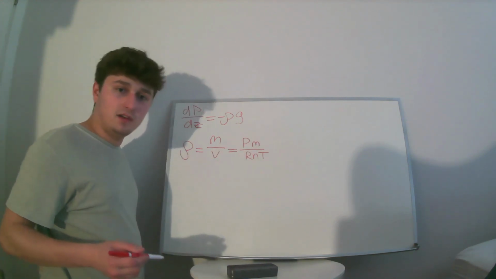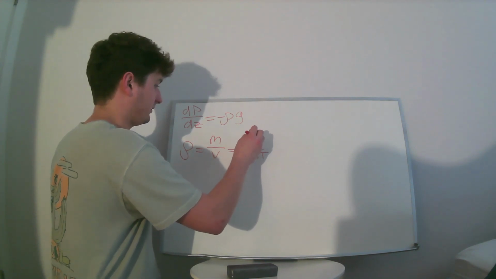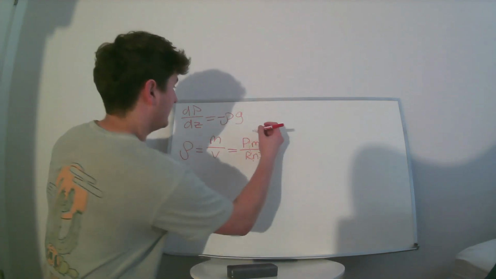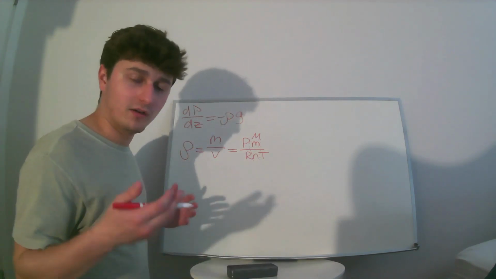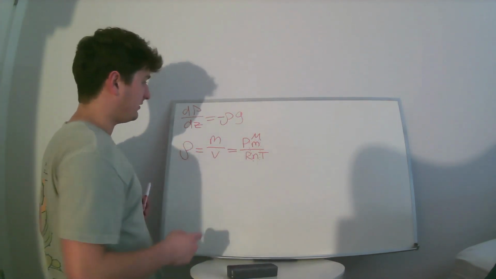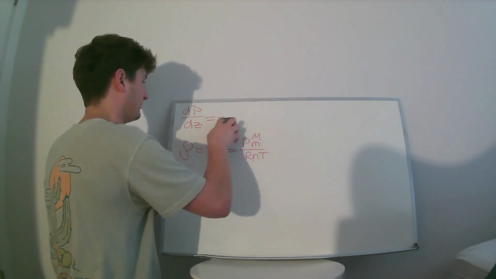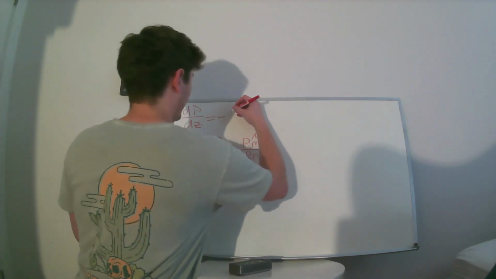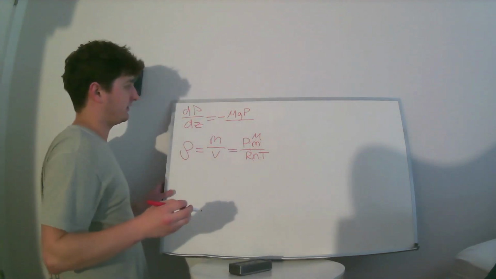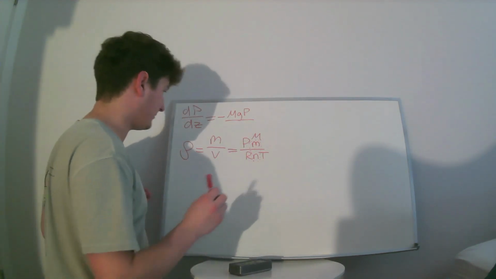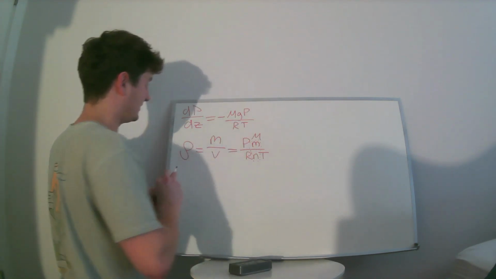Now, another thing that we can see to realize that'll make our lives a little bit easier is we have mass over moles. What is that going to be? That's going to be big, cursive M, our molecular weight of our gas. So we can simply plug it in up here. We have to remember to keep in that g as well. So we're going to have M g P, molecular weight, acceleration due to gravity, times pressure, all over RT.